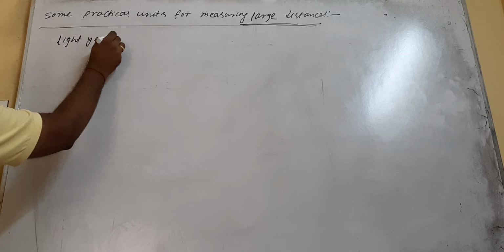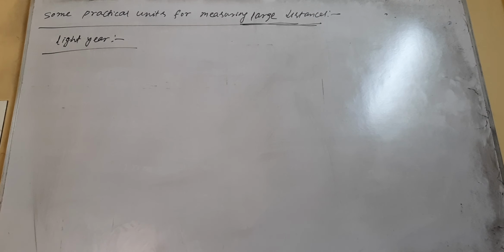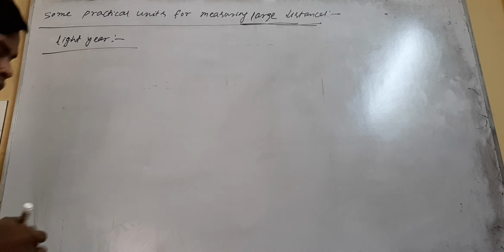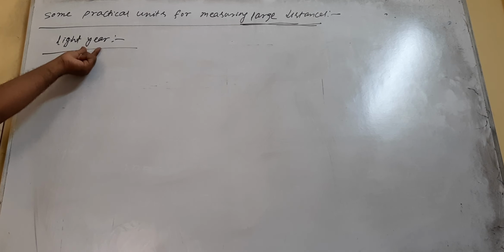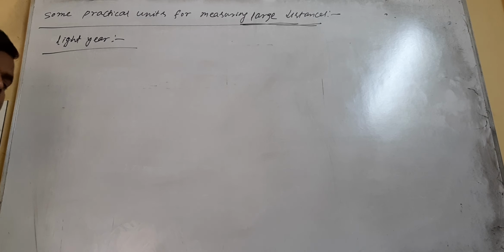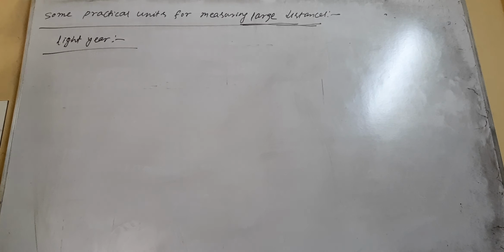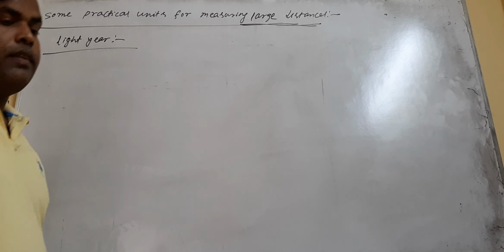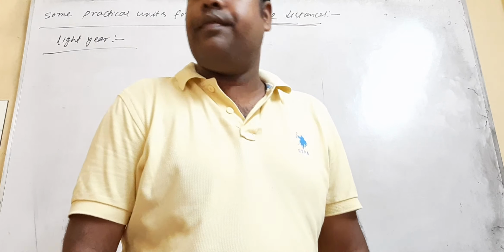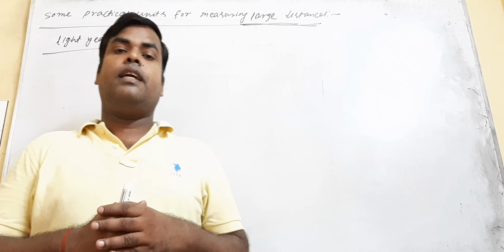Light year, you remember, it just looks like it is year. You know, year is the unit of time, but this light year is not the unit of time. You remember, it is the unit of distance, a big unit of distance. What is light year? It is the distance traveled by light in vacuum in 1 year.